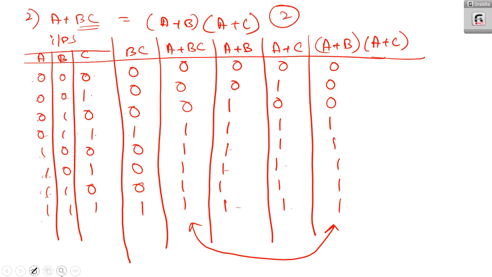Now if you are drawing a logic circuit for the first law, the first distributive law, that is A and (B or C) is the same as (A and B) or (A and C). That means A and (B or C).